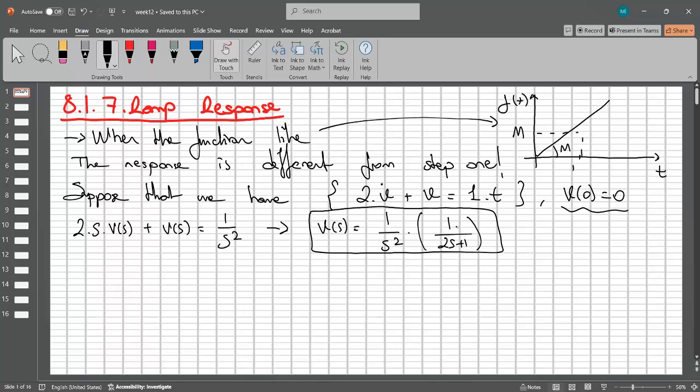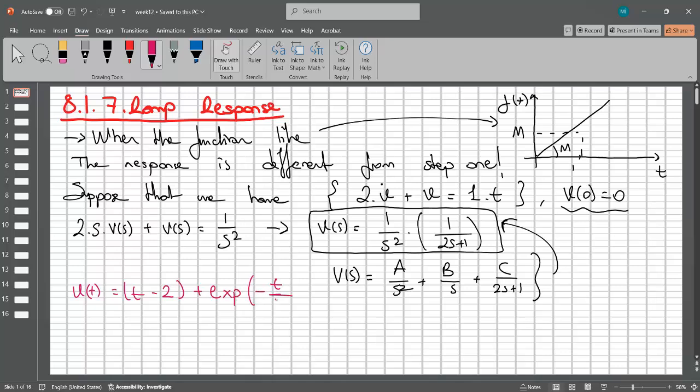We can split it into parts just like this: V(s) equals A divided by s squared, plus B over s, plus C over 2s plus 1, and the collective terms should be equalized with the numerator 1, and so we can solve it and obtain A, B, and C. But I can write the solution directly, just like this one: t minus 2 plus exponential term, minus t divided by 2. This is our form.